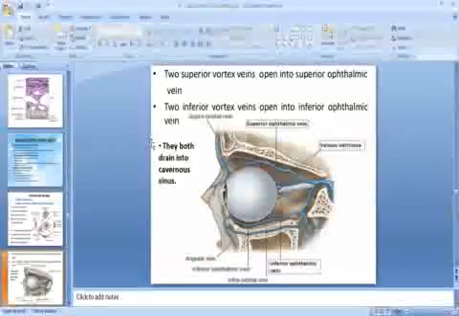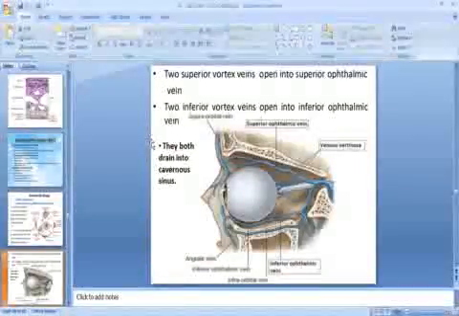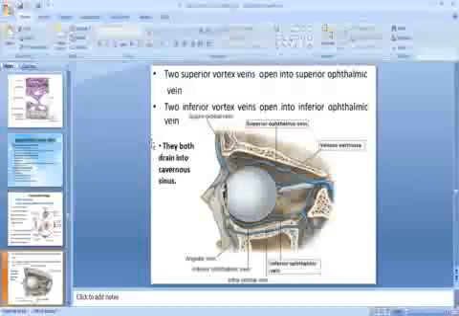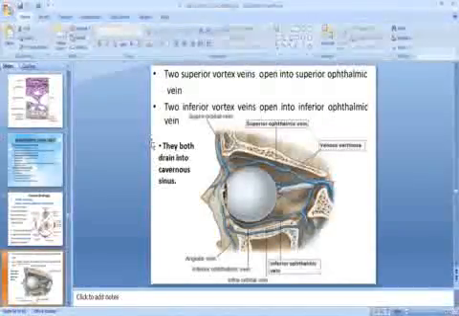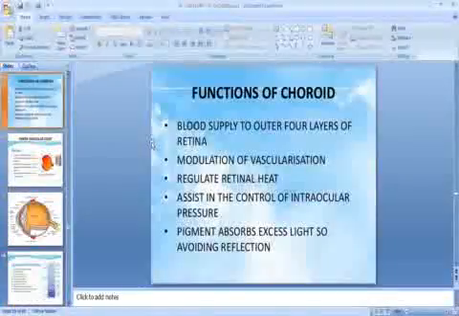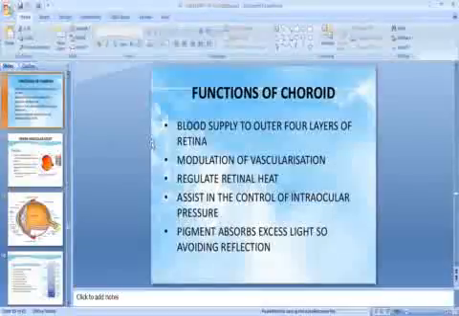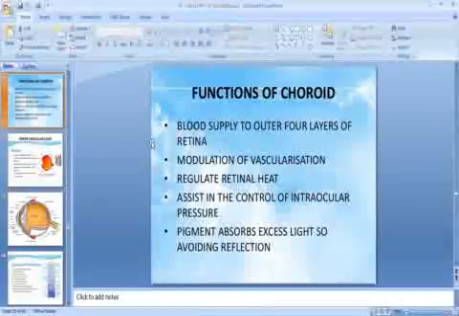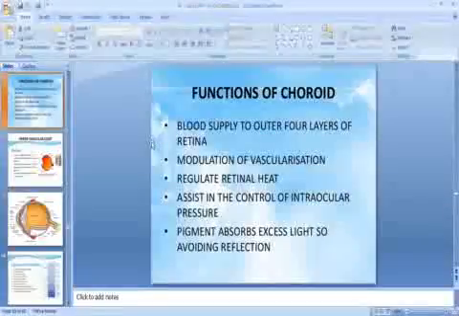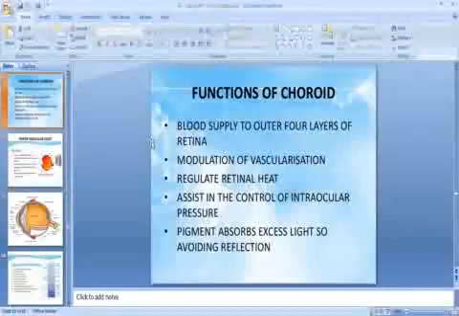The two superior vortex veins open into the superior ophthalmic vein and the two inferior vortex veins open into the inferior ophthalmic vein. They both drain into the cavernous sinus. Then the last point is the functions of the choroid. It supplies blood to the outer four layers of the retina and modulates vascularization, regulates retinal heat, assists in the control of intraocular pressure, and its pigment absorbs excess light, so avoids reflection.